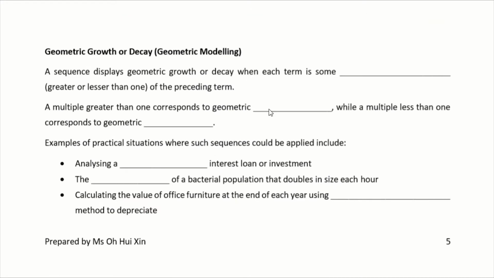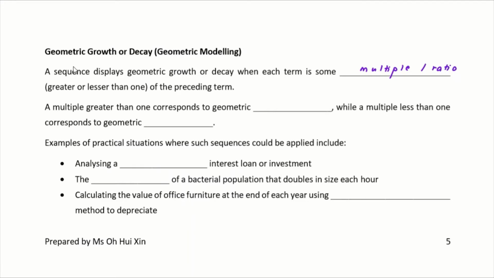Alright, geometric growth and decay or geometric modeling. So they are the same thing, but basically we say that we use geometric modeling to model the situation that involves geometric growth and decay. Okay, so a sequence displays geometric growth and decay when each term is some multiple, or you can call it a ratio as well. I think previously we used the word ratio. So it's some multiple or ratio of the preceding term.